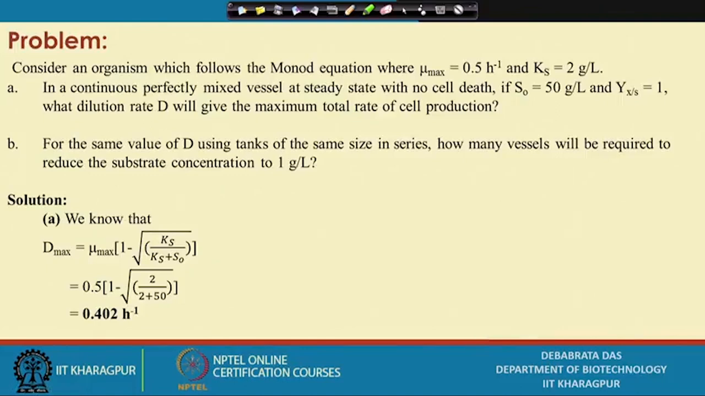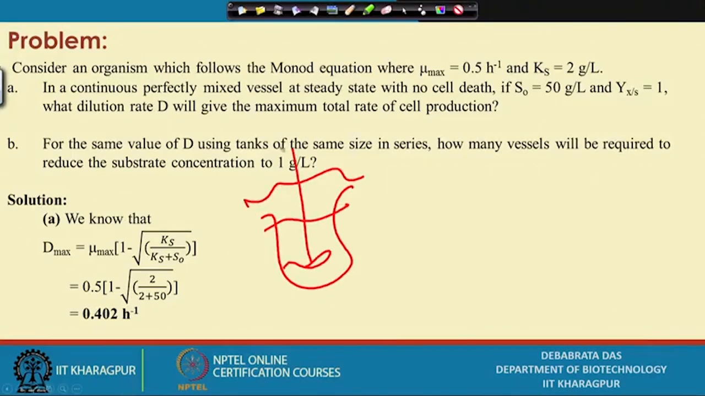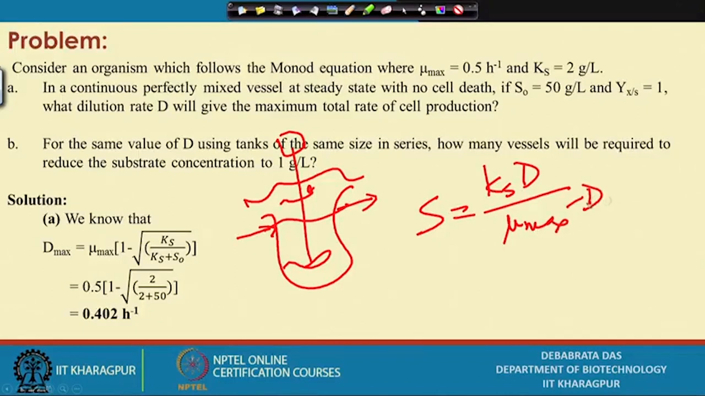Now, the next problem is a very interesting problem, that is how we can analyze the cascade type of reactor. Cascade means multiple CSTRs, one after another. Why are we interested? Because when we operate a single chemostat, our problem is a little bit simplified. Then we have the S value, we know S equal to K S D by mu max minus D, am I right? And the X value you can also easily find out, X 0 plus Y x by S, S 0 minus S.